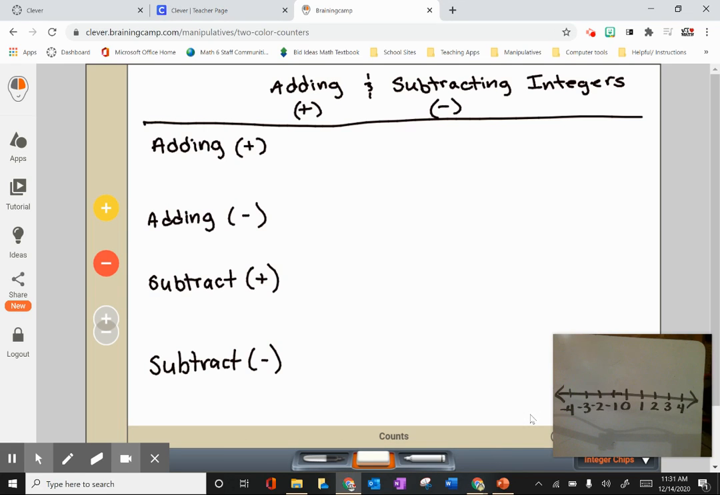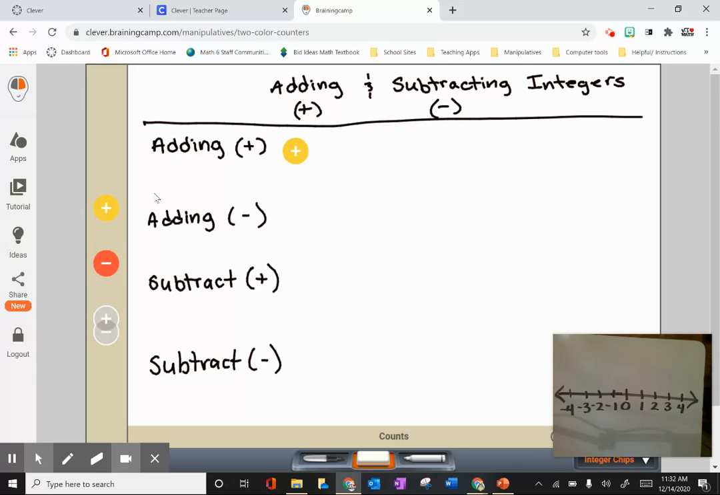Hello, I wanted to make a video that shows you how to use counters and the number line to add and subtract integers. And integers can be positive or negative whole numbers, and they can also include zero. Some of these you're very familiar with when it comes to adding and subtracting positive numbers. That's not going to be any different than you're used to.